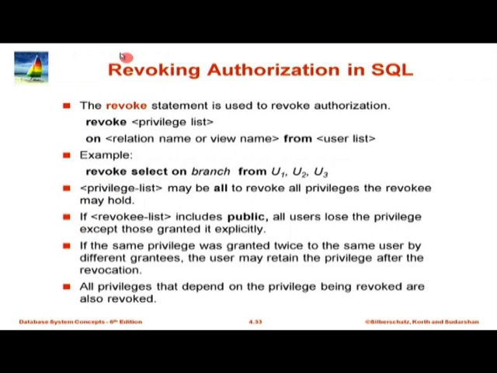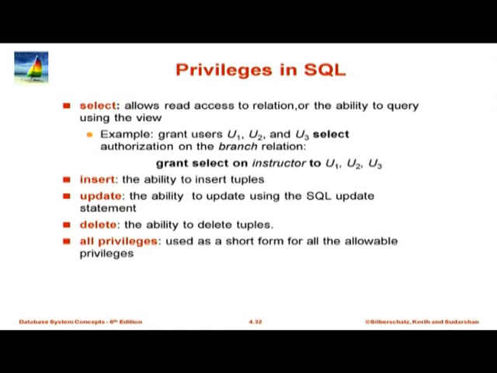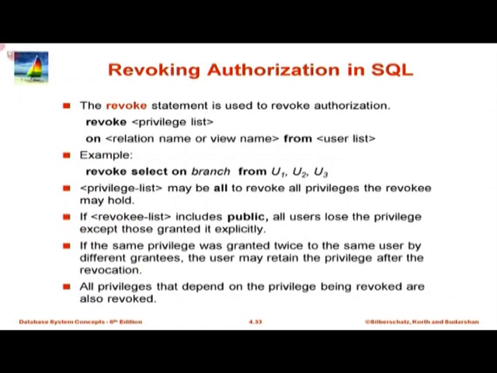Now you can also revoke a privilege which was granted. So revoke privilege list on relation or view name from user list. This is the general syntax. So this says revoke select on branch. Well, branch is from our old schema. This is a bug. Think of this as instructor, on the previous slide I think we had instructor, right? Yeah, instructor. So revoke select on instructor from these three guys.